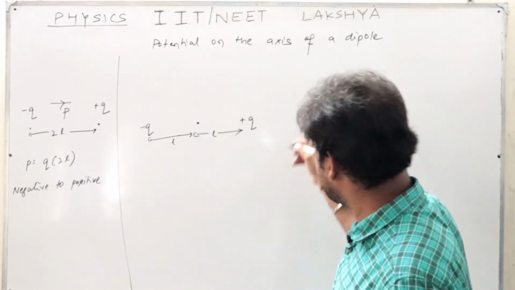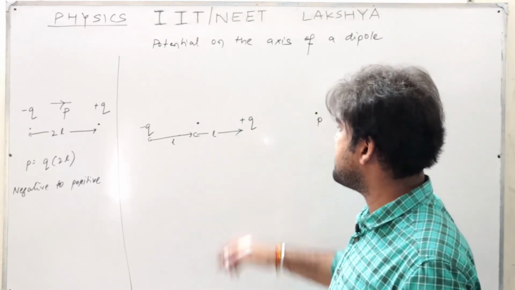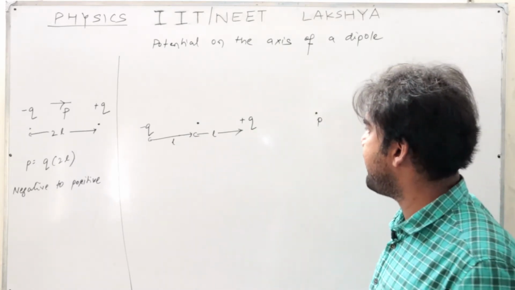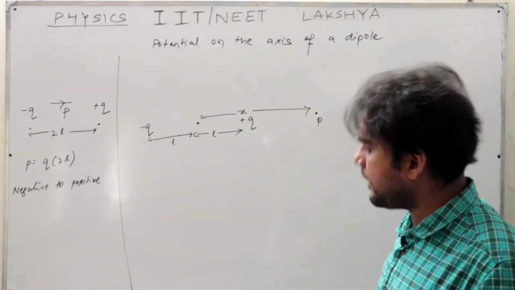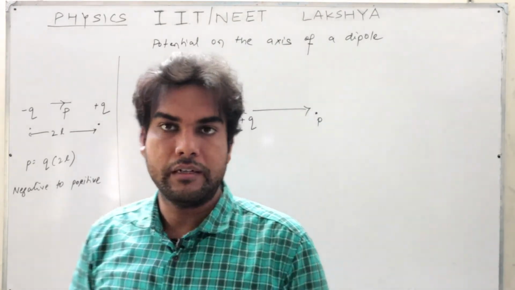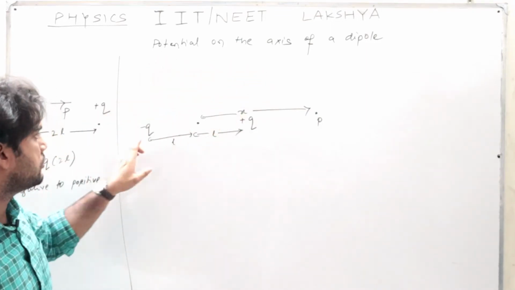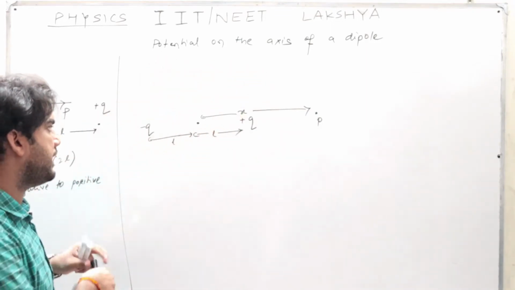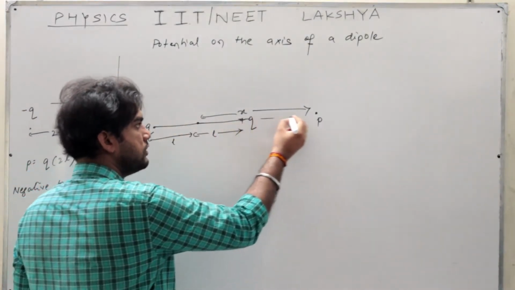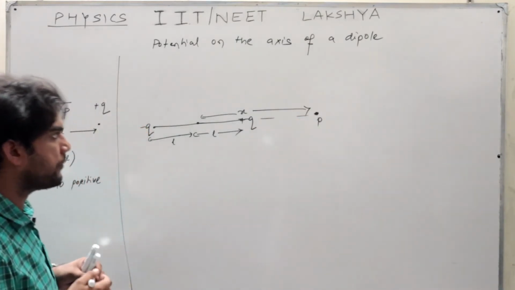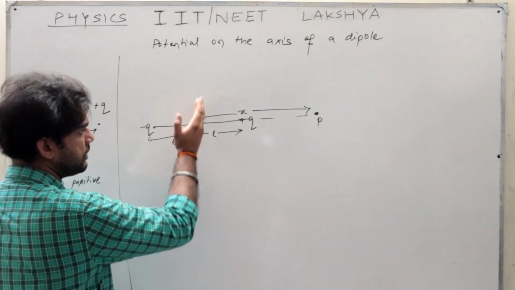And let us find the potential at this point P. This is general point P. So let us say this distance from the center we take as x. From the center of the dipole we are taking the distance of point P to be x. So basically we have to find the potential on the axis of a dipole. This line joining the two charges is the axis of the dipole. So if you move on the axis of the dipole, you will encounter a point P, and you have to find the potential at point P, which is at a distance x from the center of the dipole.